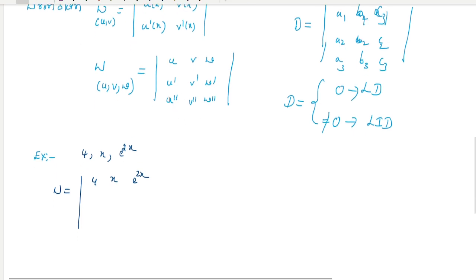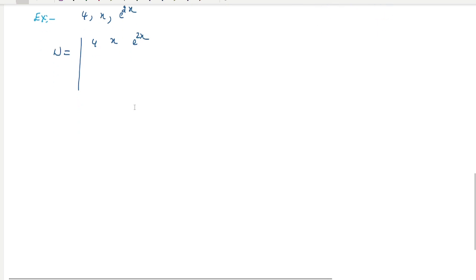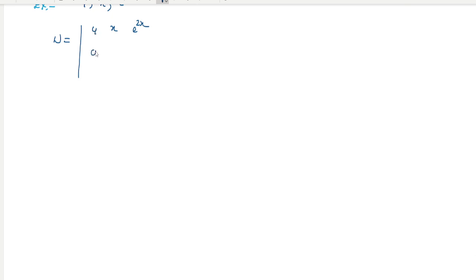I'm going to differentiate these. Differentiating once: 4 gives 0, x gives 1, and e power 2x gives e power 2x times 2. Differentiating again: 0, 0, and 4 e power 2x.